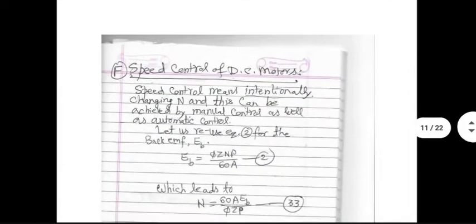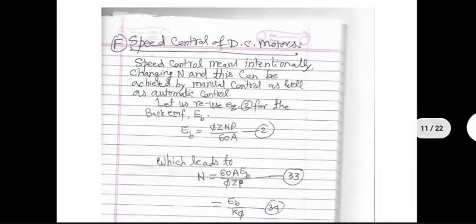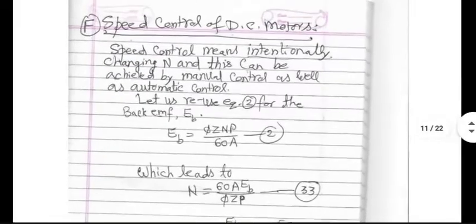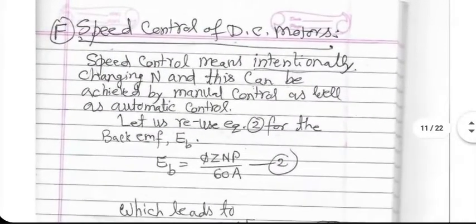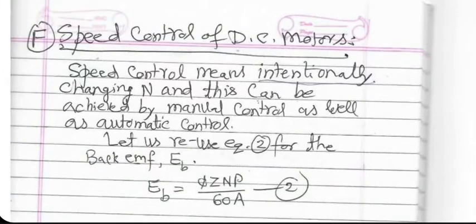Another interesting thing to worry about in motors is how to control the speed. This applies to AC motors also, but currently we are going to focus only on DC motors. Speed control of a DC motor. What does it mean? Practical applications always demand that you should be able to control the speed of the motor as you wish.